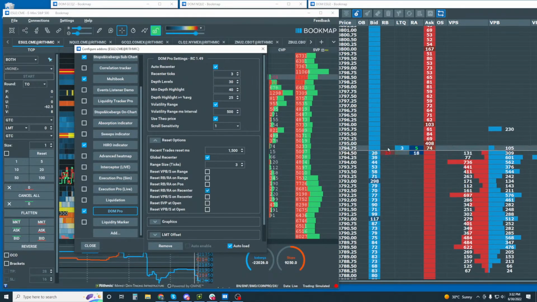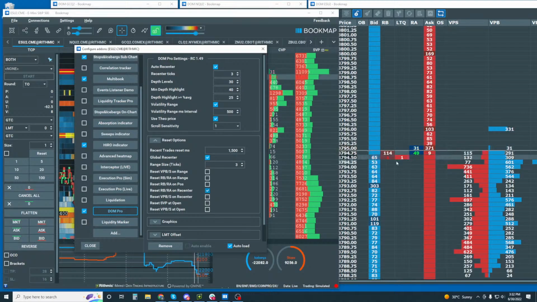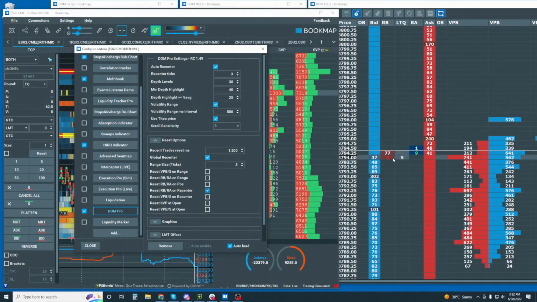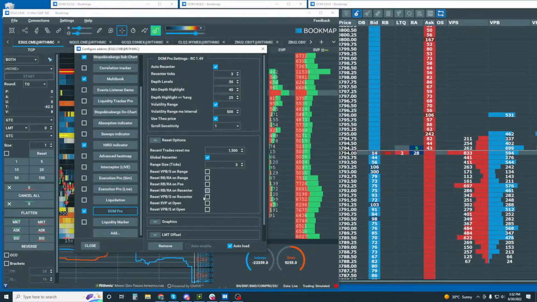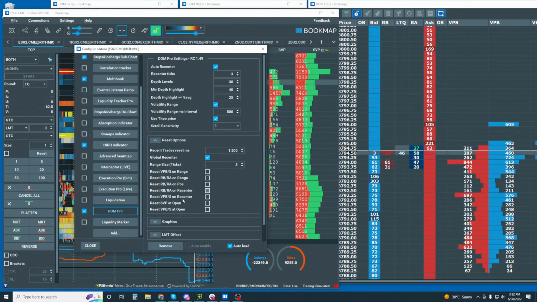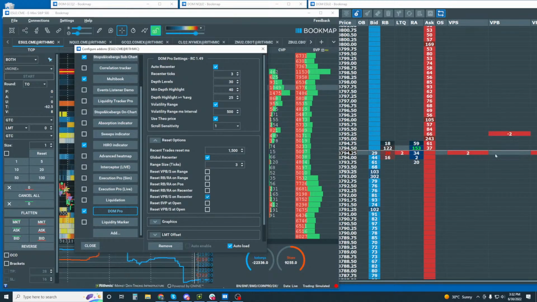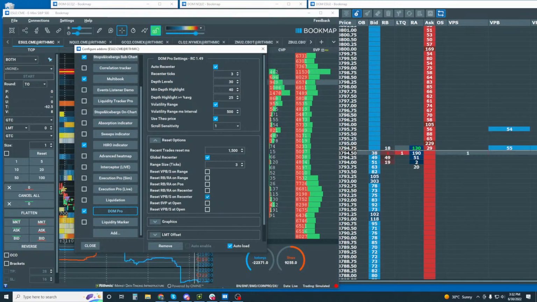All right, this is another nice feature so that once you have your recenter, you're kind of starting afresh, and then you can look at the new data that's coming in. All right, so same idea here on the VPB and the VPS columns. Once it goes 3 ticks, it recenters, starts afresh, etc.